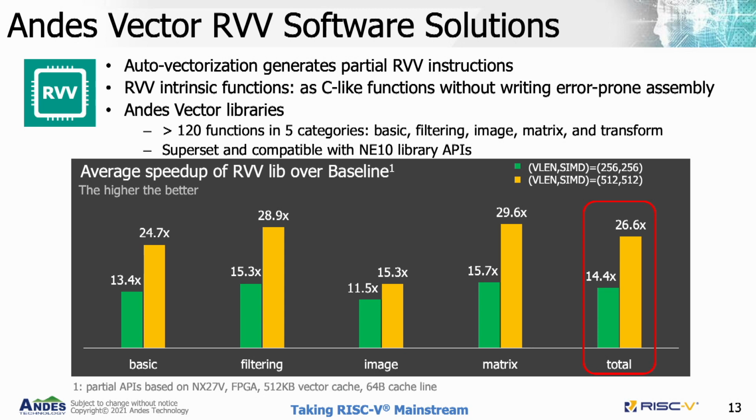For the vector, we also have the compiler support for auto vectorization to generate the partial RVV instructions, which facilitates the developer without writing assembly. And the RVV intrinsic functions work just like the RVP ones. They are C-like functions. The developer can call them without writing assembly. And ND's vector libraries are a superset and compatible with NE10 library APIs. And we can show the speed up of the acceleration. It can get 14.4x to 26.6x speed up based on different vector configurations.